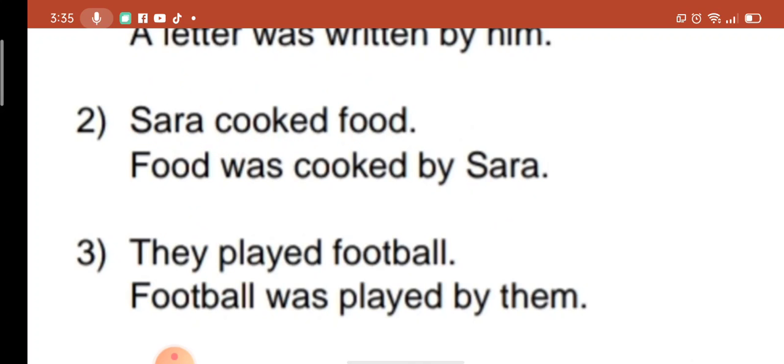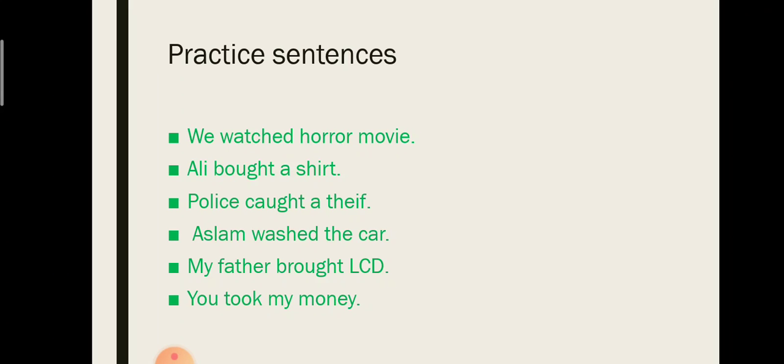Then third example, they played football. Football will come in the start. As it is one game, so we shall write was with it. Football was. Then third form of play is played. Football was played by, they will change into them. Football was played by them. So students, I hope this past indefinite passive voice sentence structure is clear to you.